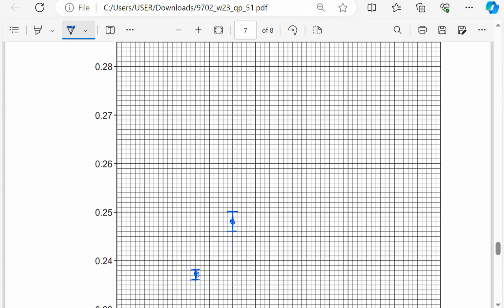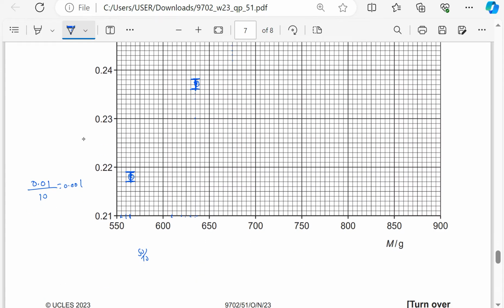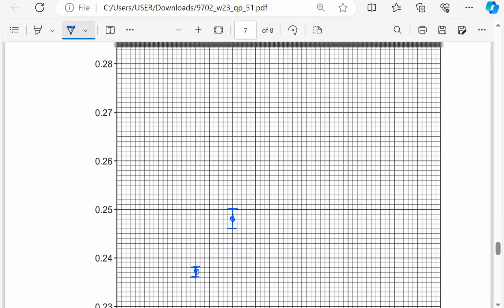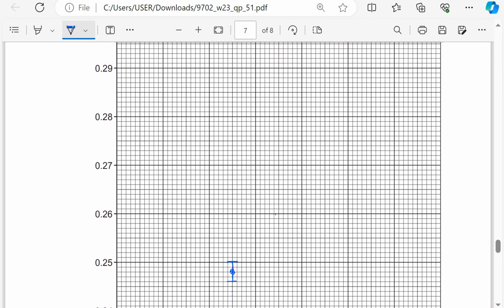Then the next one is 0.723, 710, 720, 23. This is 25, so it is between 710, 720, 25. It is against 0.262. So 1, 2, 3, 4. It is in between here. And the other one is 0.262. 261, 262, it is around here.